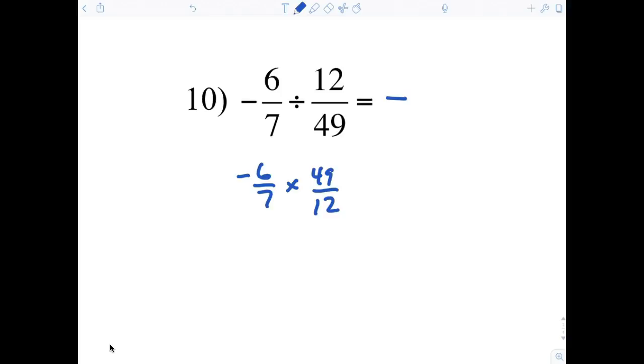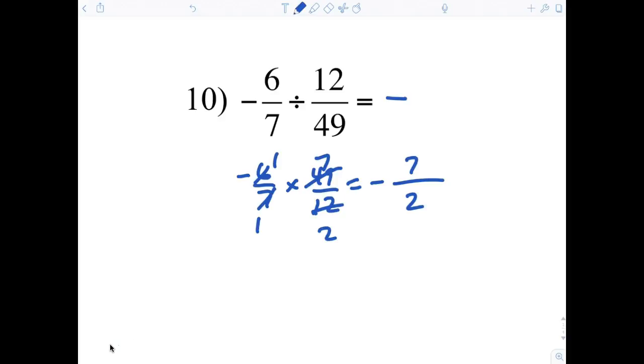And now, Max, what can reduce here? The 7 and the 49. Which becomes a and what? The 6 and the 12. Which becomes a 1 over 7 and 1 over 2. So your final answer is? 7 over 2. You're awesome, buddy. Negative 7 over 2. Yep, you're awesome. Negative 7 over 2.